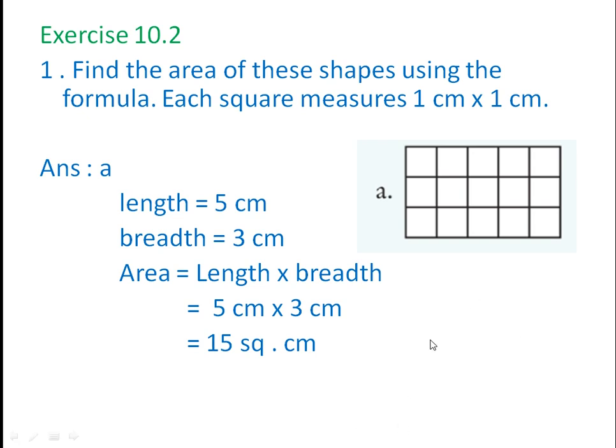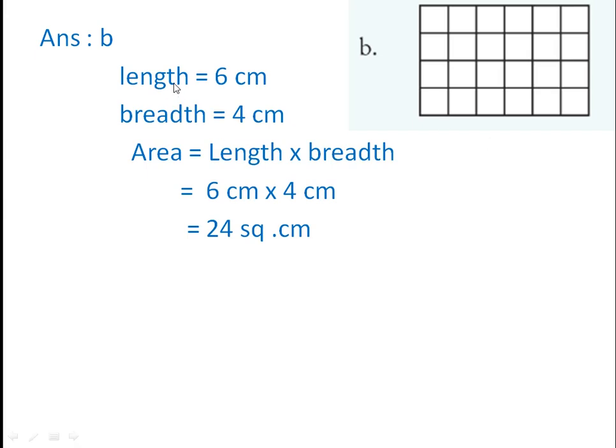And next one. See, next one, B1. Here also no values. We will find out. How to find out, you know. See, first count the squares: 1, 2, 3, 4, 5, 6. 6 centimeters is the length. And 1, 2, 3, 4. 4 centimeters is the breadth.